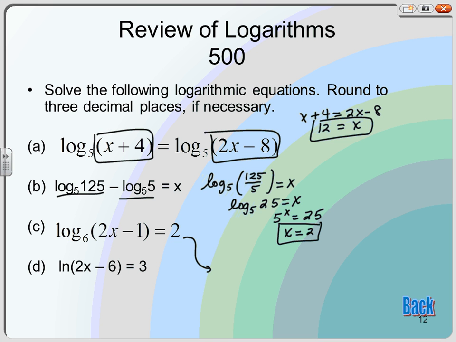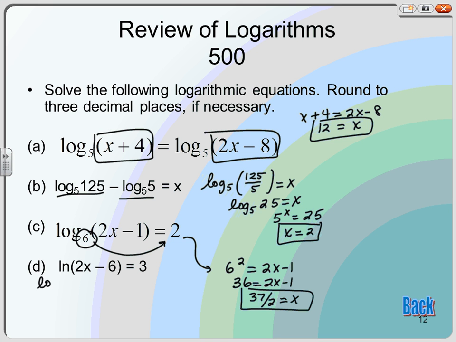Okay, this one switched to exponential form. I have 6 raised to the other side equals 2x minus 1. So 6 squared equals 2x minus 1. That means 36 equals 2x minus 1. Add a 1, divide by 2, you get 37 over 2 equals x.